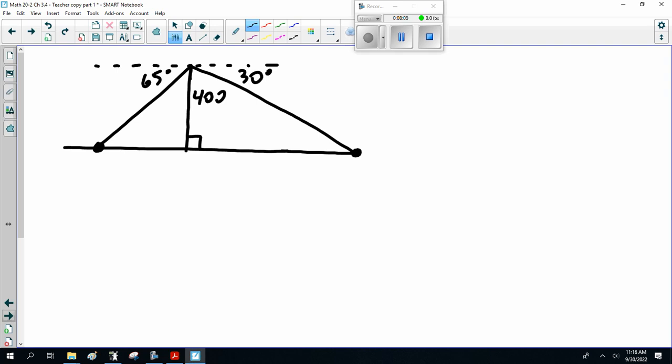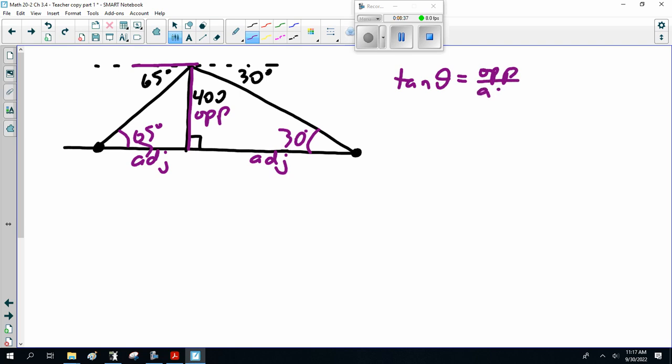Okay, so what we have to find here is the total distance of the base of these two triangles. And I will point out this is parallel to this, so this is 65 degrees. This is 30 degrees. So what we have is a height, the opposite for both these angles, and we're looking for the adjacent. So, tan theta is opposite over adjacent. Or rearranging this, opposite equals adjacent times tan theta.